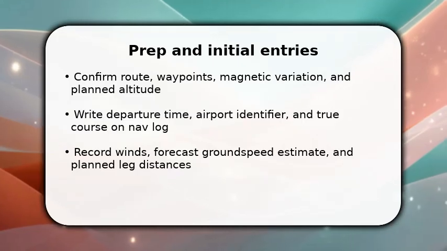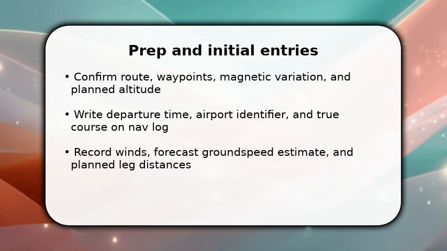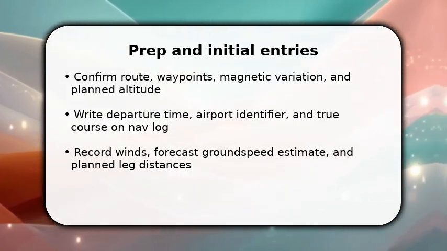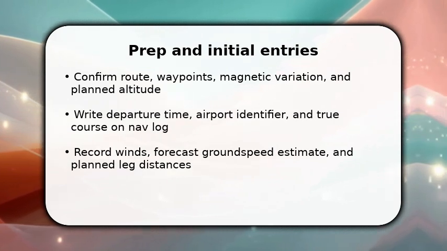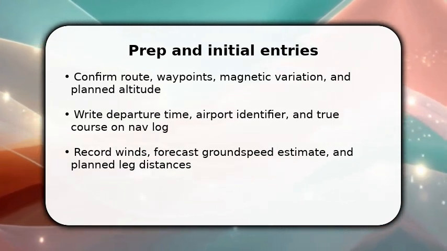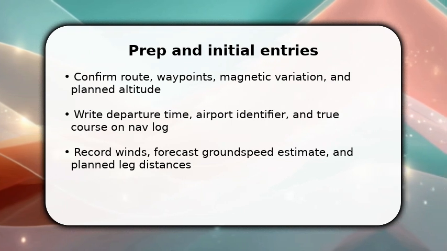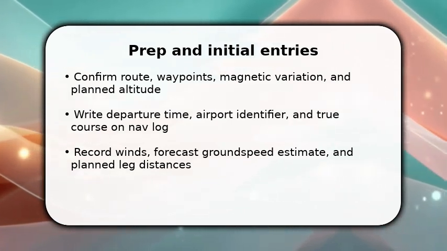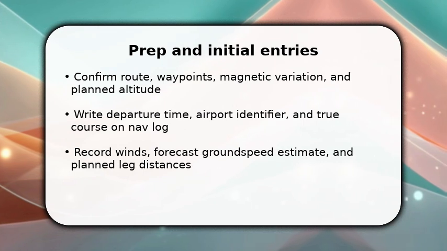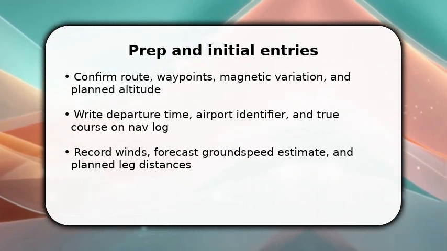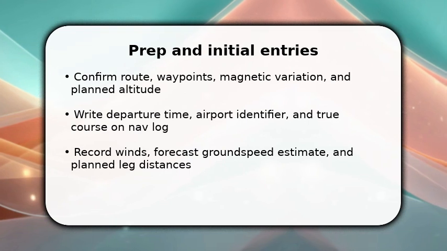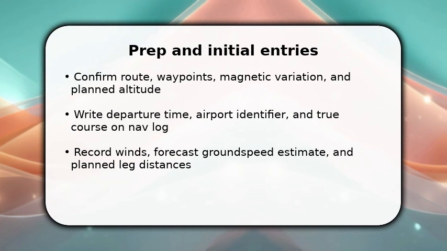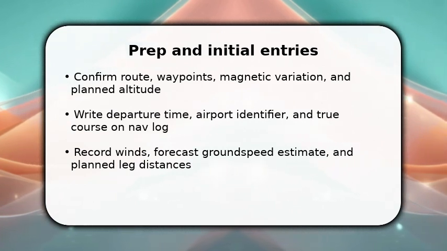You begin by entering the route header. Write the departure and destination identifiers, true courses for each leg, and magnetic variation. This aligns headings and compass. Once done, plot each waypoint with leg distances and cumulative mileage so you can track progress. Make sure to note forecast winds and an estimated ground speed now. These numbers set time en route. You're taking the first actionable steps that turn a blank nav log into a working plan for navigation and timing.